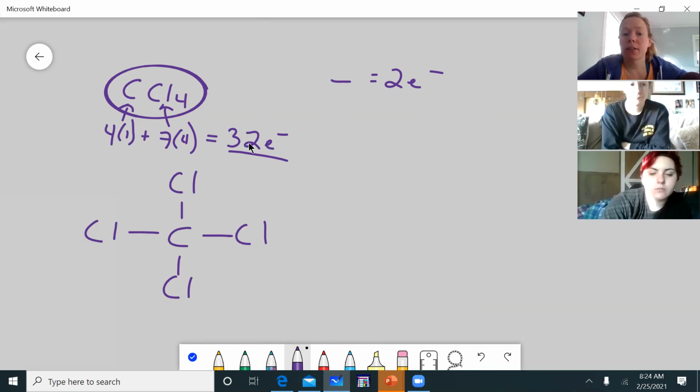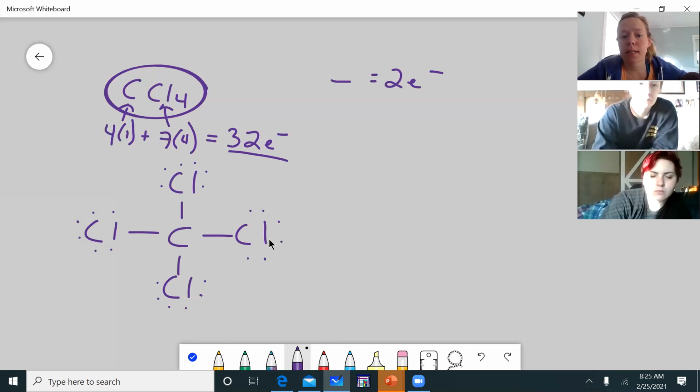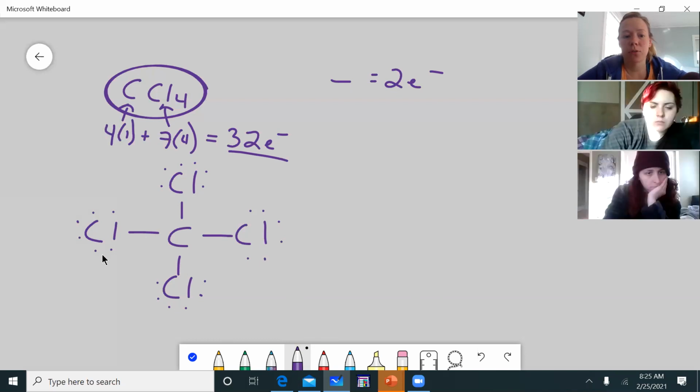It all wants to get to 8, so I'm going to start filling electrons in. You always do the outer atoms first and then work toward the inner one. So always add electrons to make the outer atoms happy and then fill your way into the center. This chlorine right now only has access to 2 electrons, so I need to add 6 more. This chlorine, same thing, I'll give him 6 more, same here, and this last one as well. A lot of times it's repetitive because there's symmetry to it. Now count up the electrons on the board: 2, 4, 6, 8, 10, 12, 14, 16, 18, 20, 22, 24, 26, 28, 30, 32. Awesome, we have 32 electrons on the board.